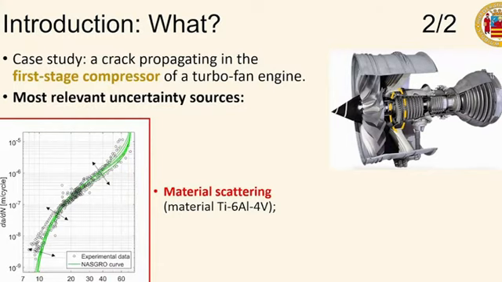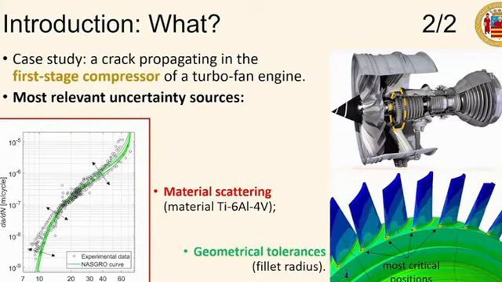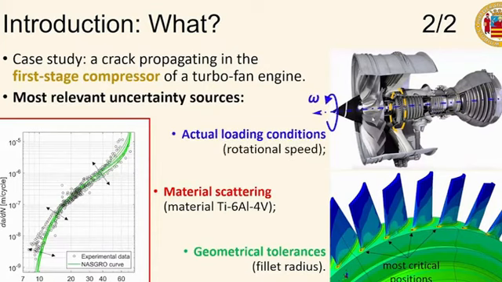Then the second are the geometrical tolerances. In particular, we consider the variability of the fillet radius at the blade's roots. This is one of the most critical positions for this component, and therefore we would expect a sort of notch effect given by this dimension. The third uncertainty source is simply the rotational speed of the engine, which is obviously continuously varying during the service life of the engine.